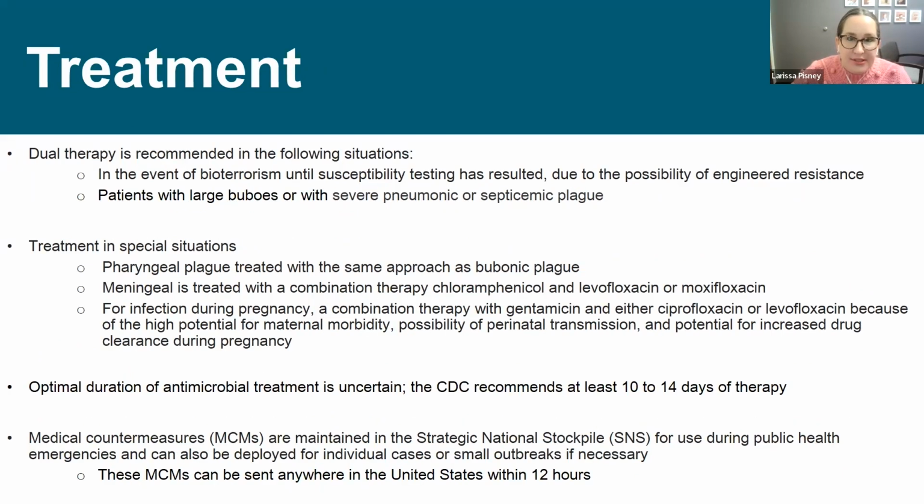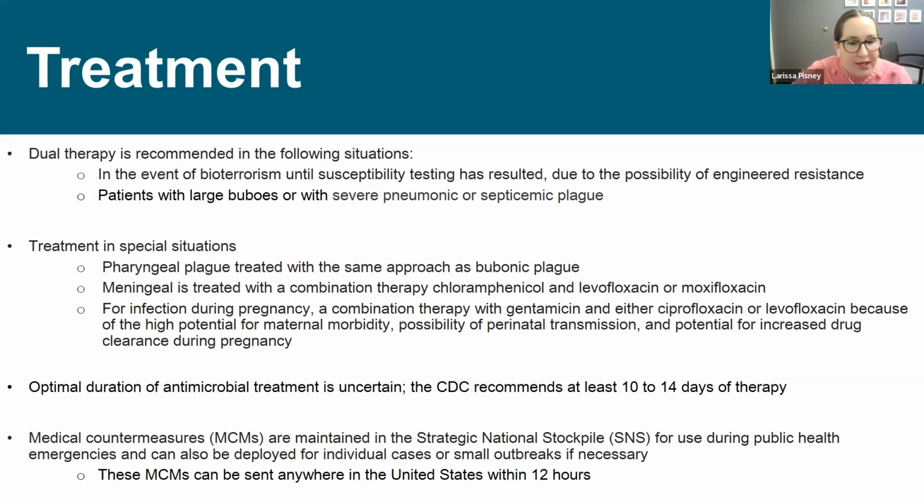So in most instances, naturally occurring infections from Yersinia pestis do not require dual therapy, but dual therapy is required in some instances. The most important one and pertinent to this talk is in the event of bioterrorism. It is recommended to give 2 agents until susceptibility testing has been performed due to the possibility of engineered resistance. Other instances where 2 agents may be used are patients with large buboes or severe pneumonic plague or septicemic plague. And some of these instances I'll talk about here under special situations.